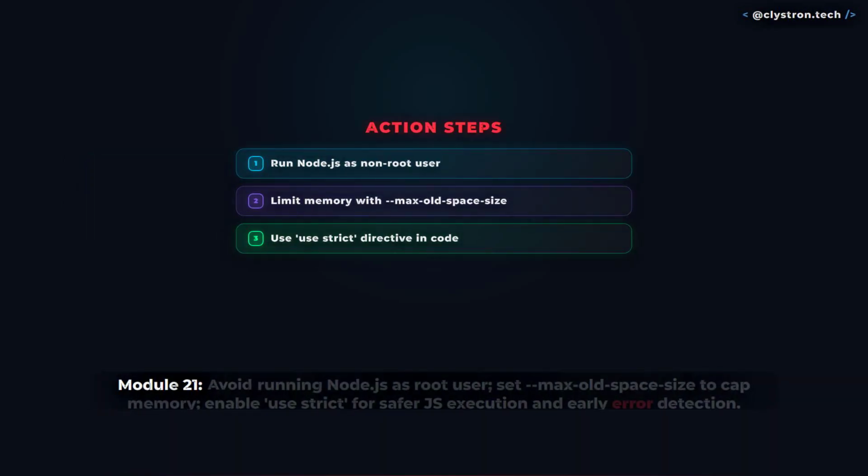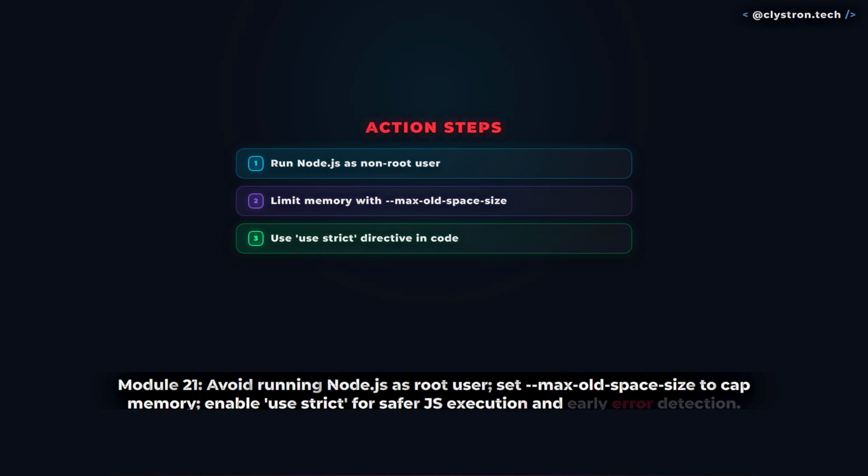Module 21. Avoid running Node.js as root user. Set max old space size to cap memory. Enable use strict for safer JS execution and early error detection.